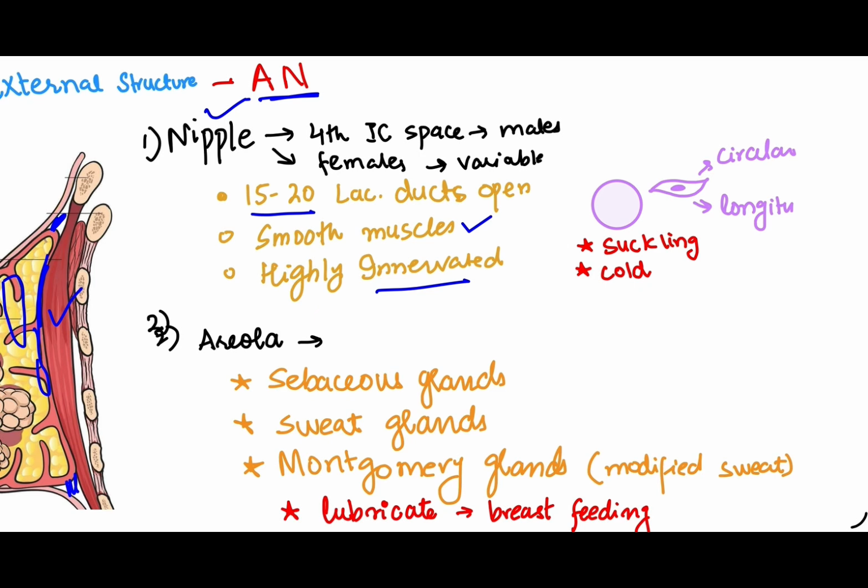So for the smooth muscle, there are 2 types of organization: circular and longitudinal. So there is both circular and longitudinal organization. And why is it important? Because it helps in suckling, and whenever there is cold, these muscles erect the nipple. In suckling, these also erect the nipple.